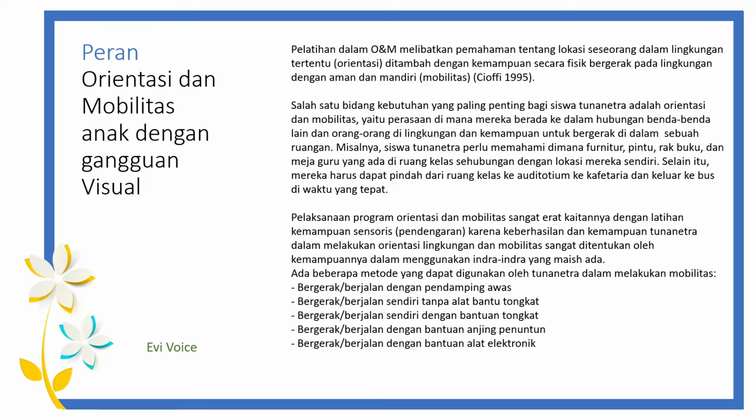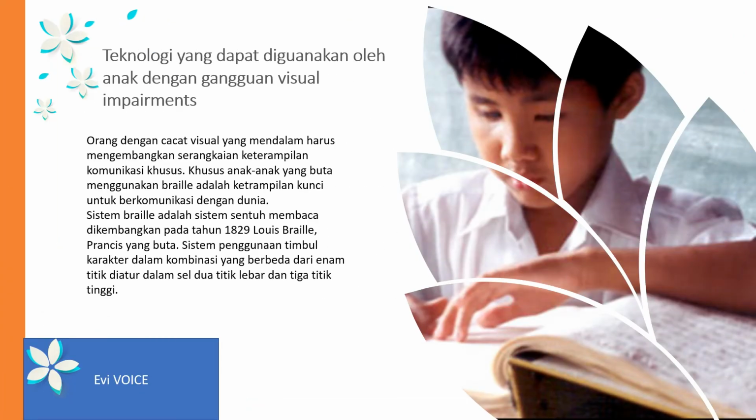There are several methods that can be used by the visually impaired in doing mobility. The first, move or walk with a chosen companion. Second, move or walk alone without the help of others. 3. Move or walk alone with the help of a stick. 4. Move or walk with the help of guide dogs. 5. Move or walk with the help of electronic devices. Technology can be used by children with visual impairments.